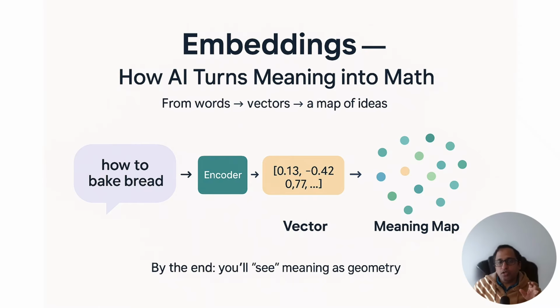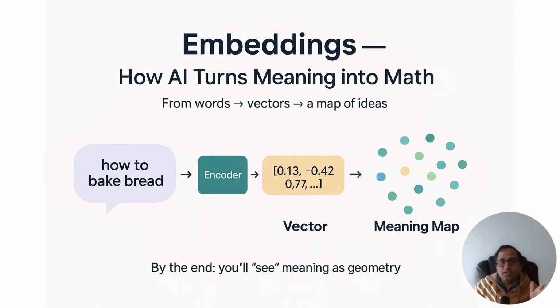So when we talk to other humans, we use words. But when machines process information, they don't understand words, they understand numbers. These numbers capture meaning, the relationships, and most importantly, the context. So they are called embeddings. Let's see how this translation from word to meaning happens.